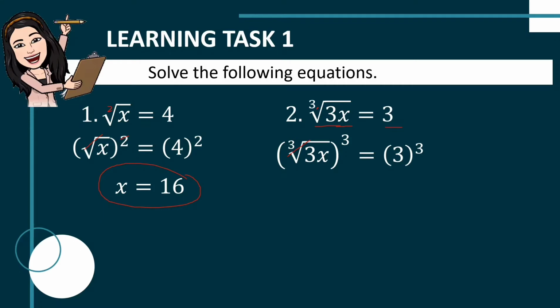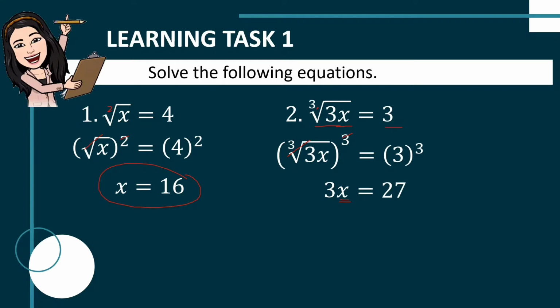So what is the cube of the cube root of 3x? Okay, we can cancel, so what remains is 3x. Is that clear? Okay. How about 3 cubed? It means not 3 times 3, but 3 times 3 times 3. So that is equal to 27. After this, our goal is to find the value of x. Right? Because we are solving. When we say solving, it means we are looking for the solution or the root.